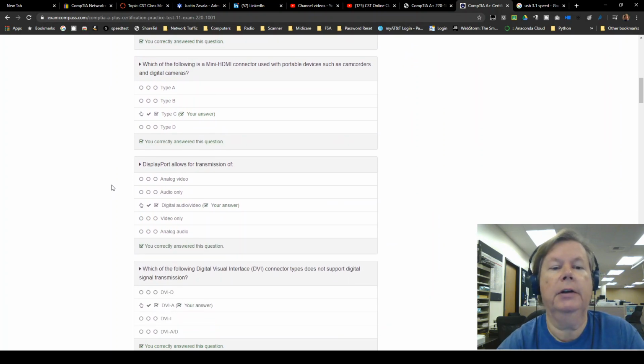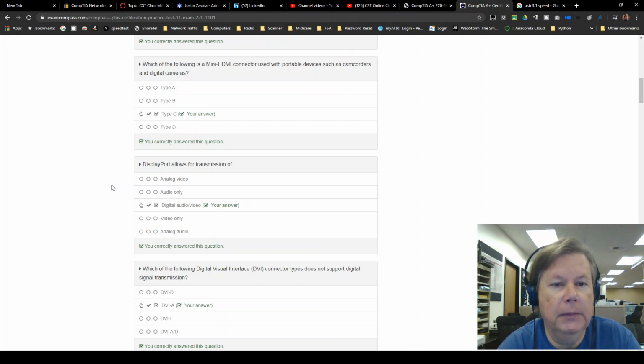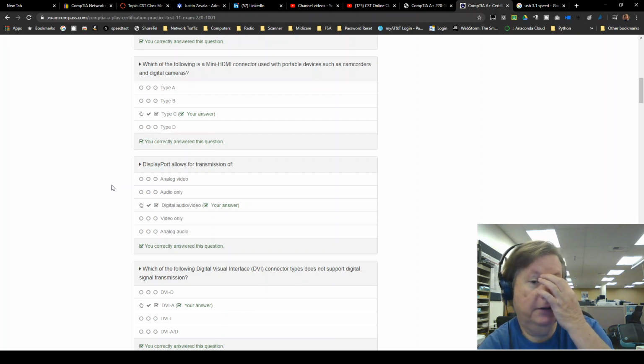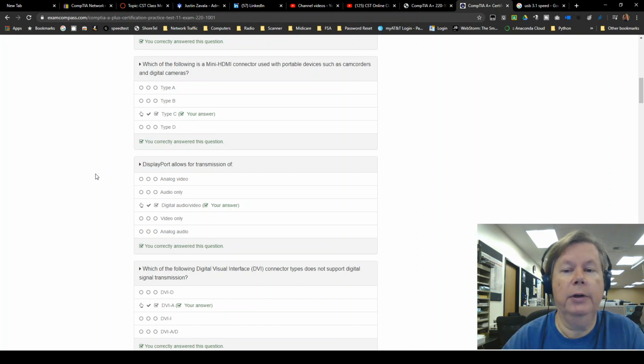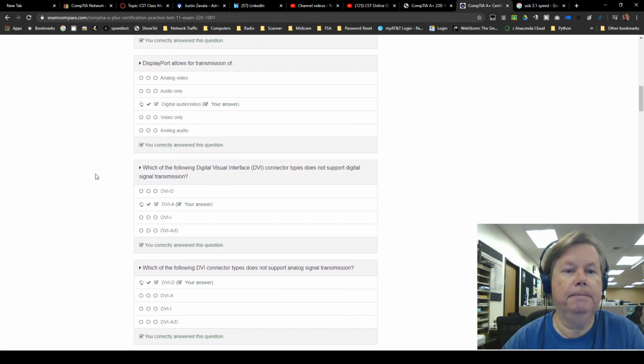Which of the following is a mini HDMI connector used with portable devices such as camcorders and digital cameras? The mini HDMI is known as the Type C. I believe the standard is the Type A. The Type D would be a micro HDMI.